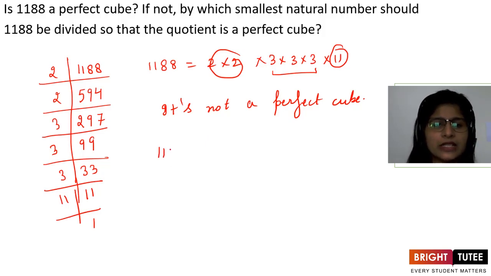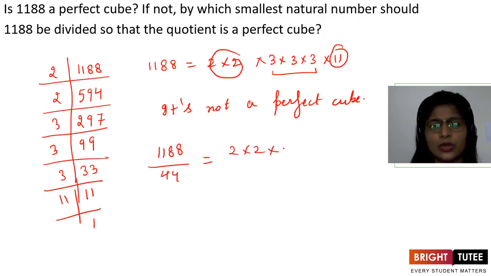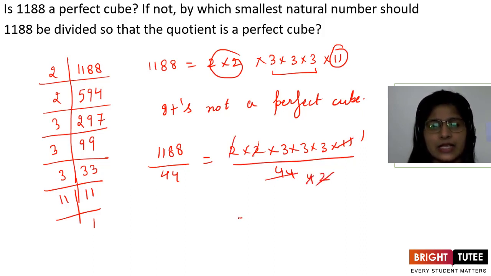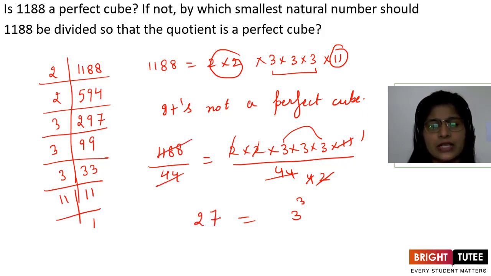So let us divide both sides with 44. When we divide with 44, we have 2 into 2 into 3 into 3 into 3 into 11 divided by 44. 11 ones are 11, 11 fours are 44, 2 ones are 2, 2 twos are 4, and this will get cancelled. We will just be left with the cube of 3. Can you tell me what it is? It is 27. So when you cancel it, you are going to get 27.